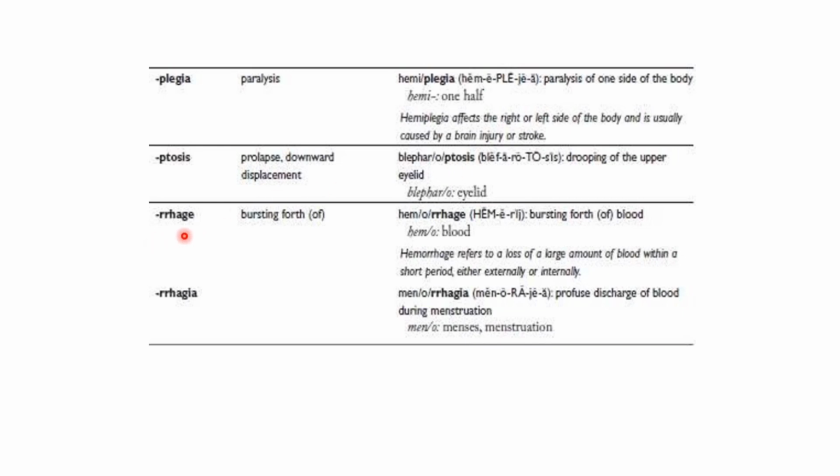Then rrhage. Rrhage means bursting forth. The word analysis for the suffix rrhage is hemorrhage. Hemorrhage means, hemo means it is related to the blood. So hemorrhage means bursting forth of the blood. Another term which is used for bursting forth is rrhagia. And the word analysis for the suffix rrhagia is menorrhagia. Over here, meno means menses or menstruation. So menorrhagia is the profuse discharge of blood during menstruation.